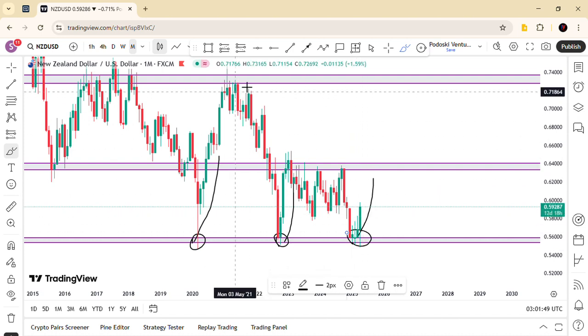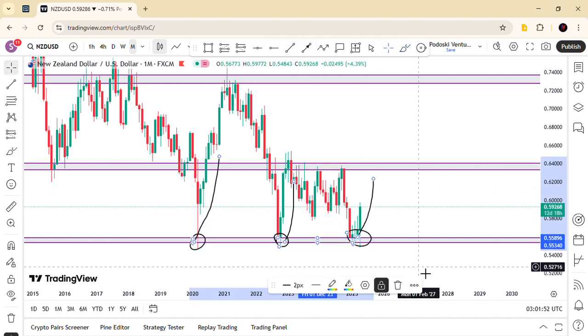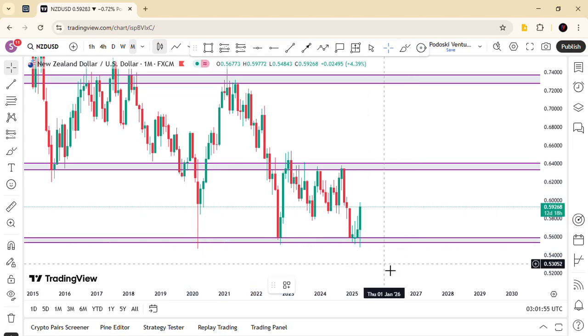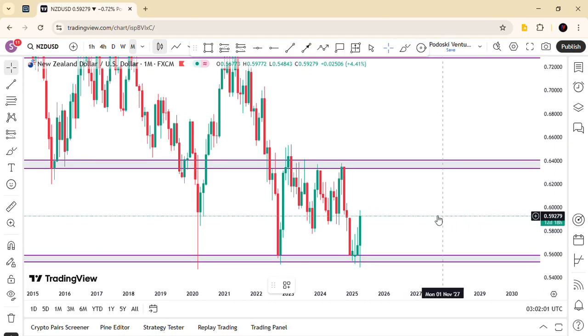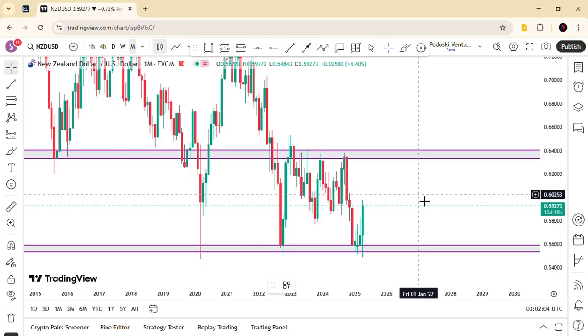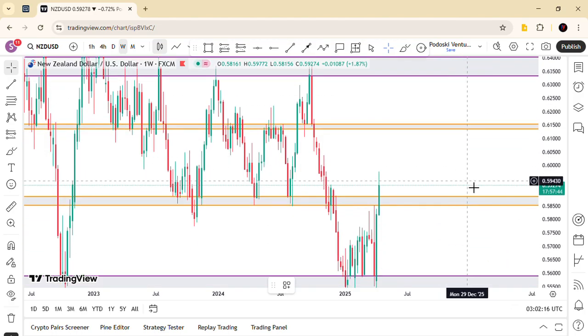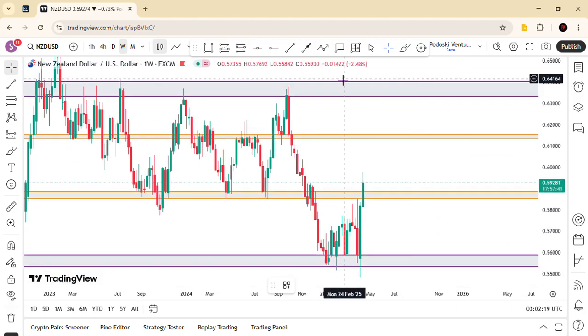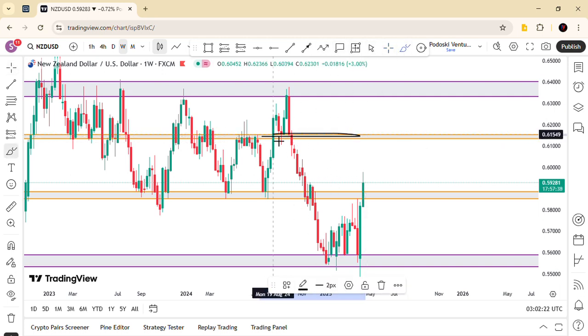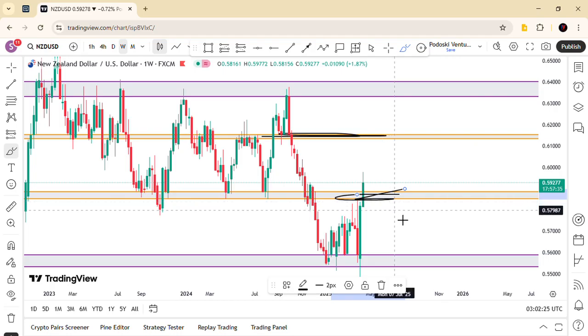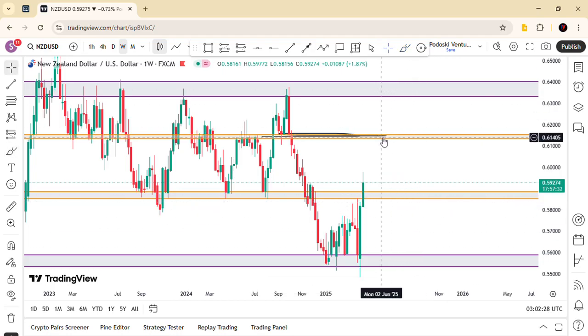We are seeing the exact same structure and the exact same momentum. So what you are going to be doing is looking for buying opportunities on NZD USD. Before I continue this analysis, let's finish with the analysis, then I add what I wanted to add. Here we are on the weekly time frame on NZD USD. I have my weekly upper zone and my weekly midway zone. Like I said on the monthly time frame, we are in an uptrend.